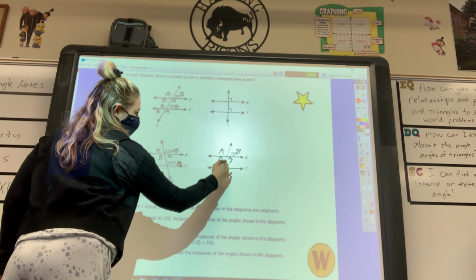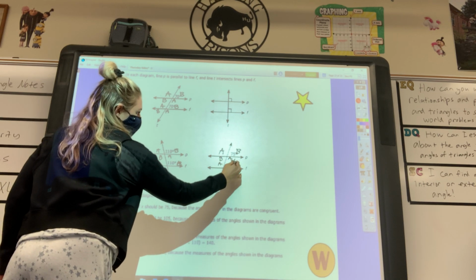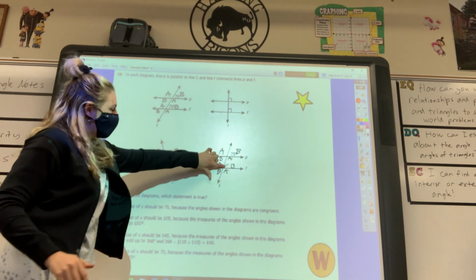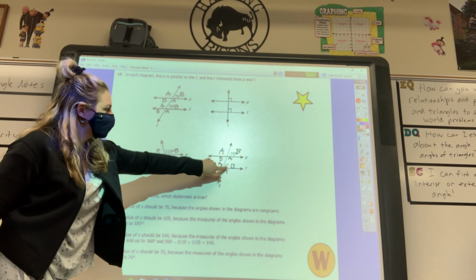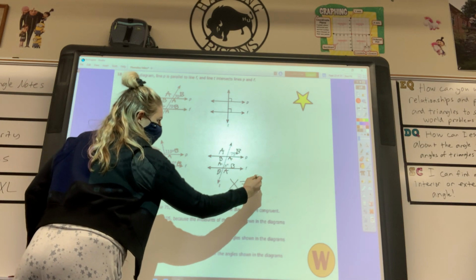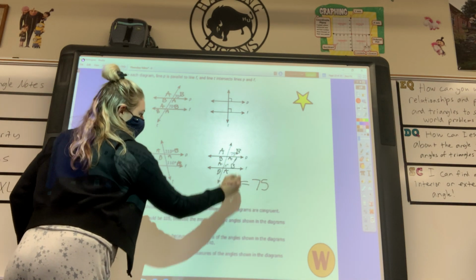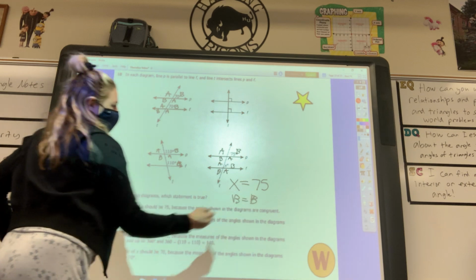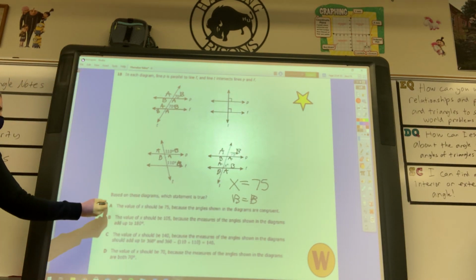So where this falls, A, B, B, we see that the X is on a B and the 75 is on a B. So we know that X has to be 75 because B equals B. And then we have our value of X should be 75.